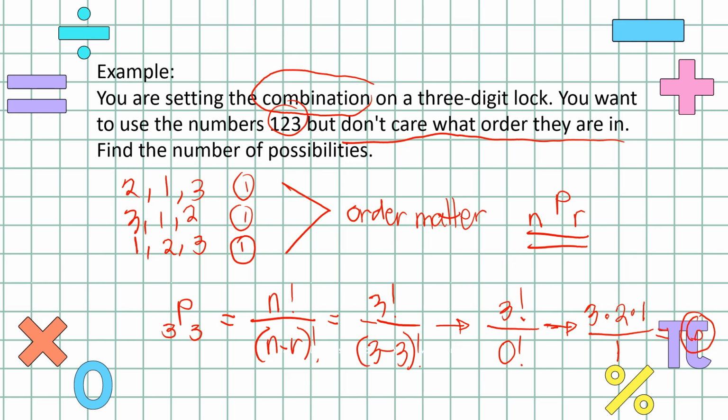We can do listing, okay, but what's important is that we know here how to apply the formula as well as the idea of permutation. Okay, so again, the answer here is 6.